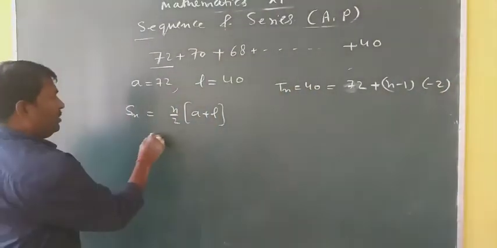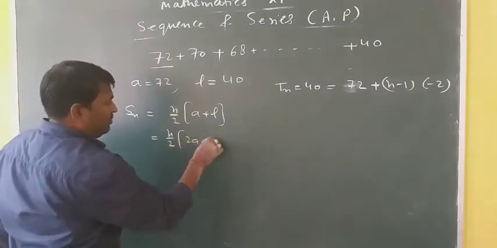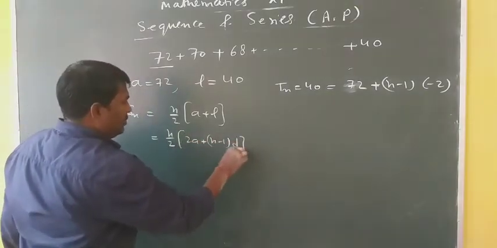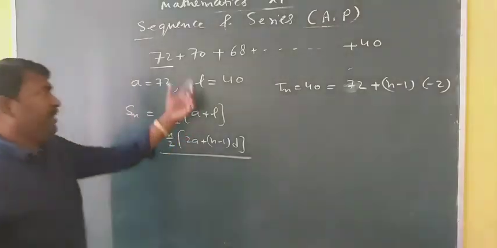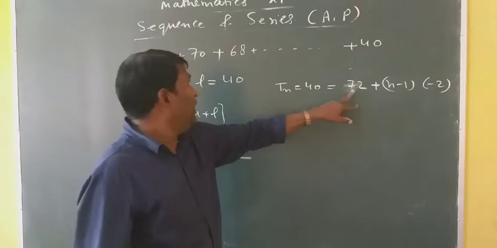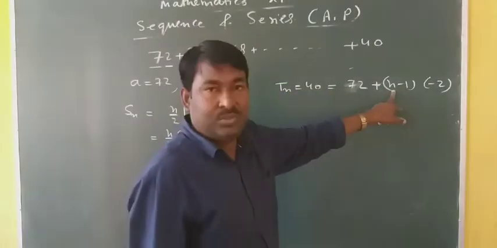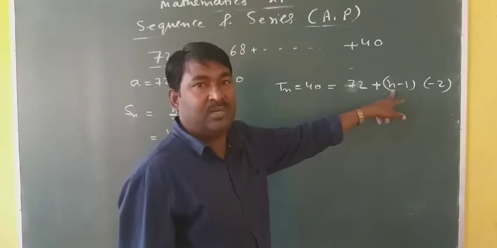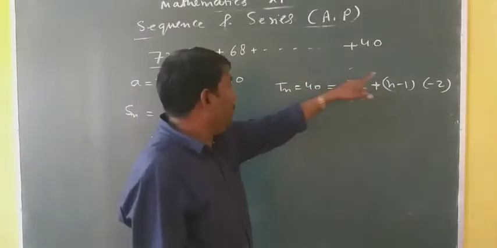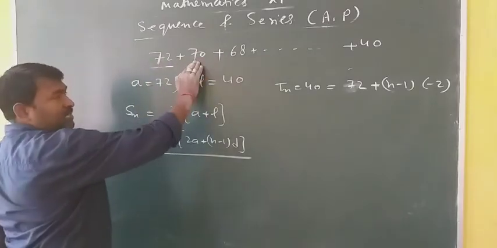Okay, or here also you can apply n by 2 into (2a plus (n minus 1) into d). Both formulas you can apply for the same question. Here the last term is 40, a first term is 72, n minus 1, n you do not know so far, that is how many terms are there in the series, and what is d? d is the second term minus the first term, or the third term minus the second term.